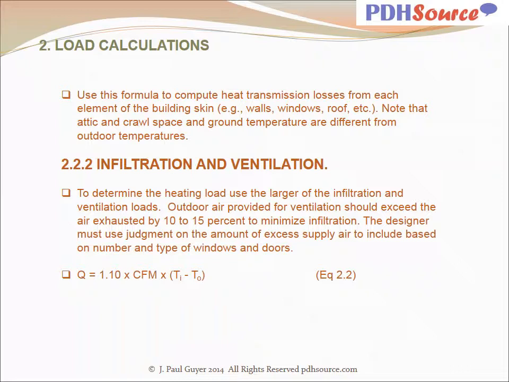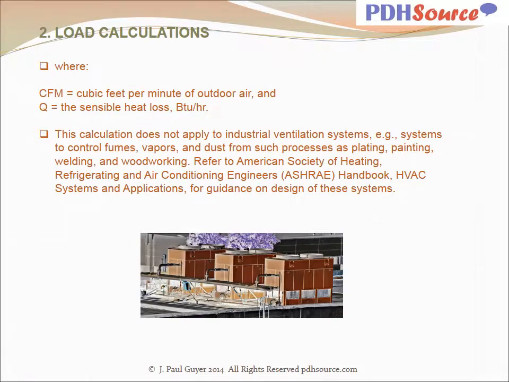So now typically a comfortable indoor temperature is around 72 degrees Fahrenheit. And by looking up the appropriate climate data, you might select an outdoor design temperature for the winter of, say, 20 degrees Fahrenheit, something like that. CFM, of course, is the cubic feet per minute of outdoor air that is coming in by ventilation and infiltration. And Q, the heating load, is the sensible heat load in British thermal units per hour.